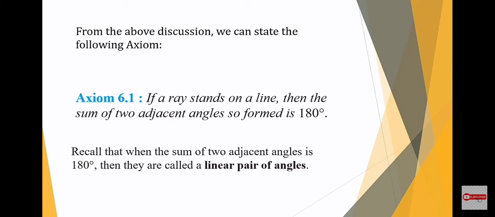Recall that when the sum of two adjacent angles is 180 degree, then they are called a linear pair of angles. That we have already studied. Linear pair of angles means the sum of these angles will be 180 degree. So, when a ray stands on a line, then the two adjacent angles so formed will be a linear pair of angles.